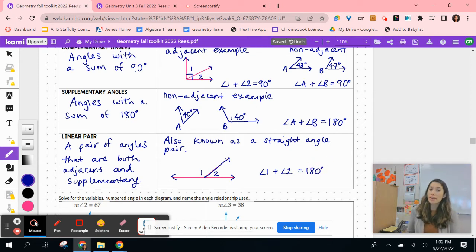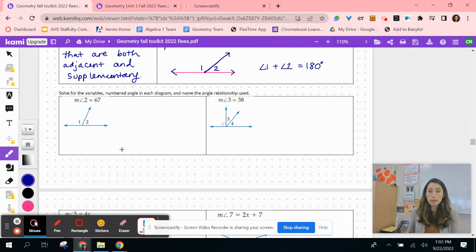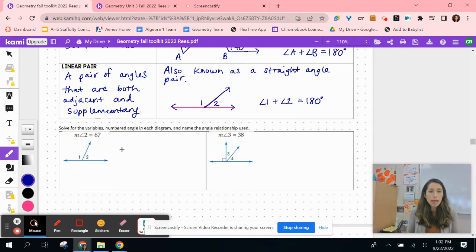So now that we know all of our angle relationships, we're going to go ahead and solve for the measures of some of the angles in our diagram here. Grab my calculator. So in our diagram, we're actually starting with a straight angle pair. I'd like for you to also write the name of the relationship. So let's write linear pair or straight angle pair. Either one will work for that.